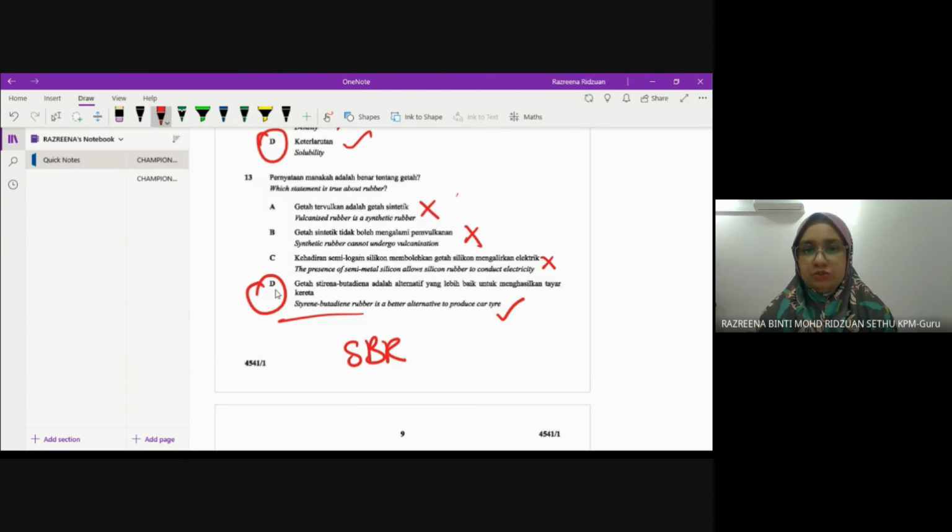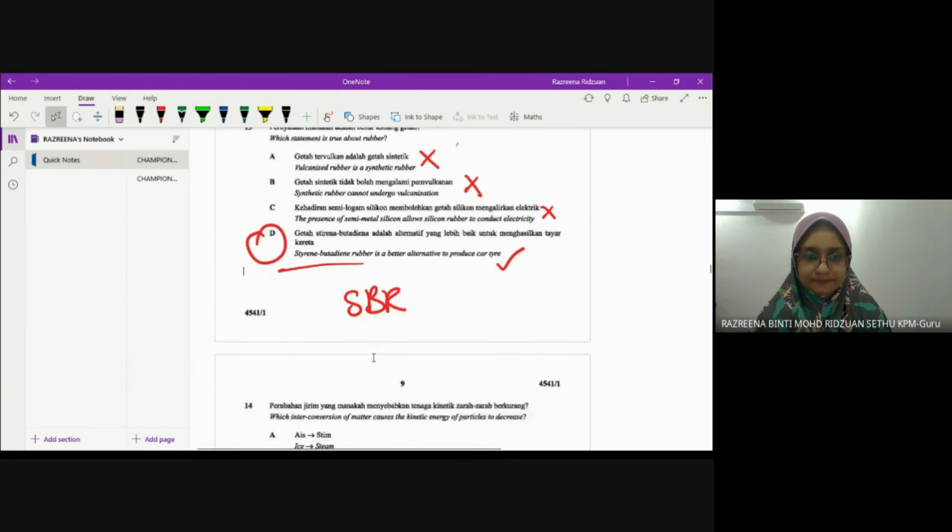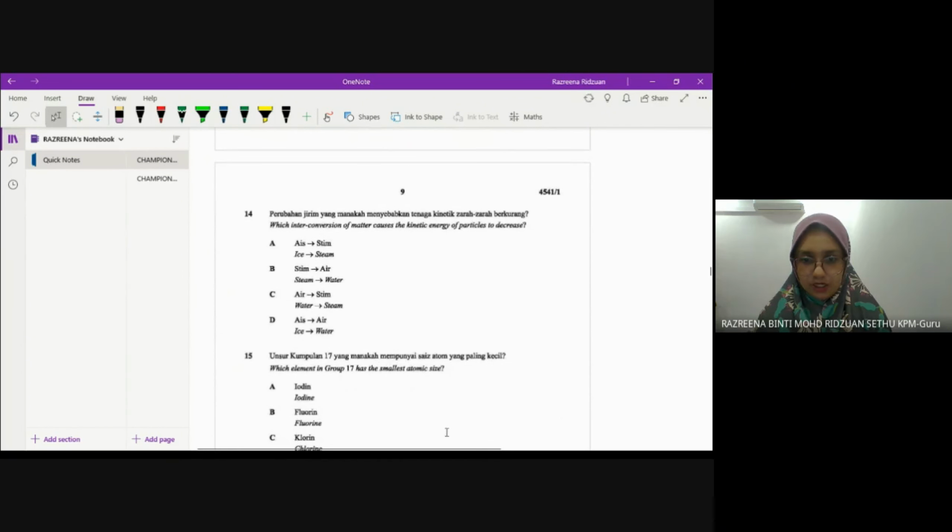Choose the answer that you are very confident is true. Usually they don't ask any more wrong question. Which of the following is false? Always the question would be which of the following is true. All right. Next, question 14.